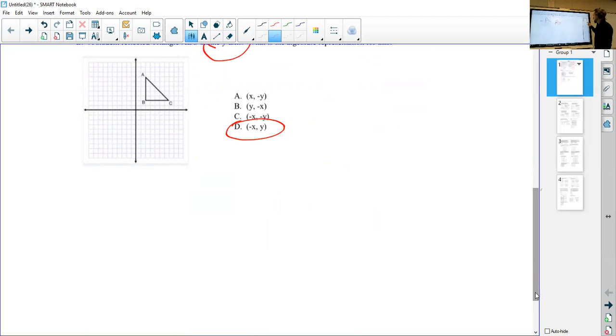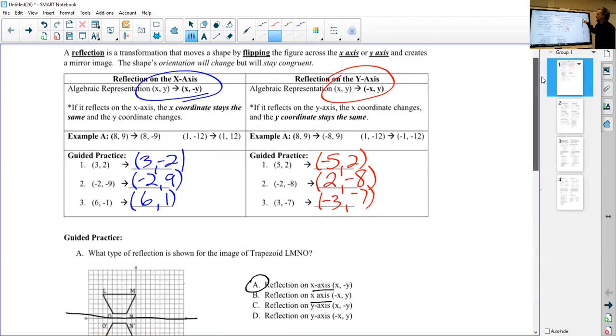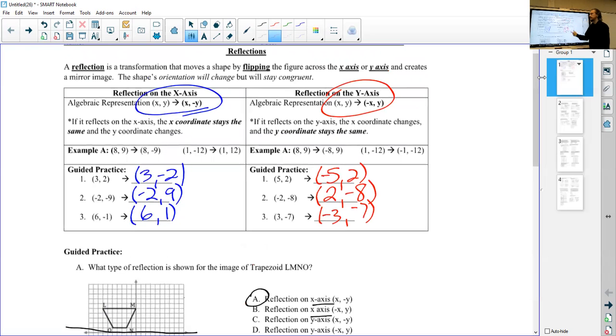Nothing to it. So a lot of these, because there's only 2 rules, you're going to see the same kind of questions again and again. It's just making sure, can you consistently say if it's going across the x-axis, (x, y) goes to (x, negative y). If you go across the y-axis, you go from (x, y) to (negative x, positive y). It's the whole thing. That's reflections.